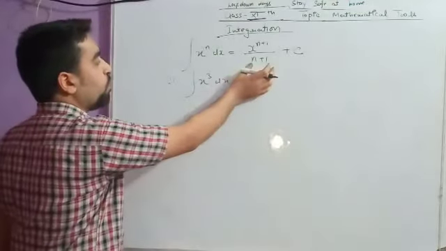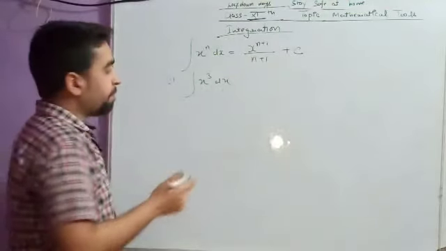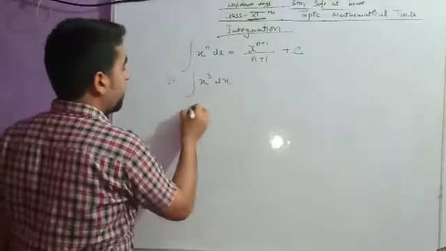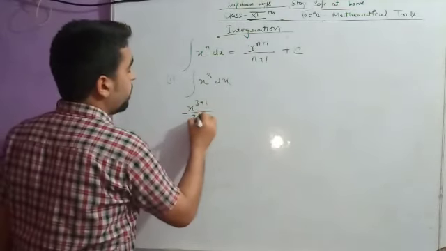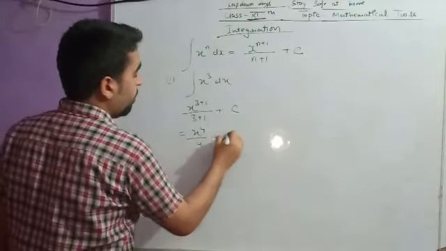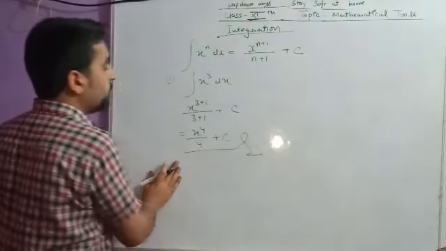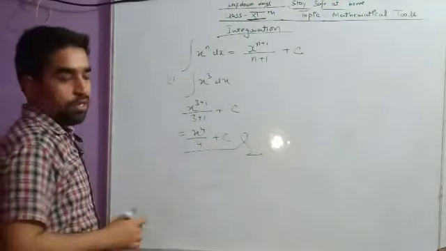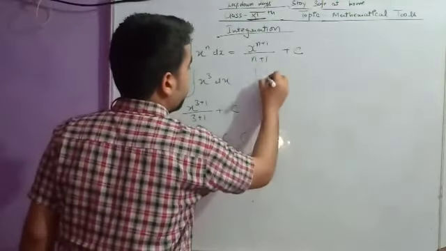That's very easy for you. The formula is already written. So integration of x cube will be x power 3 plus 1 divided by 3 plus 1, plus c. So this will be x power 4 divided by 4, plus c. So this is the integration of x cube. Now students, another question which I have written.